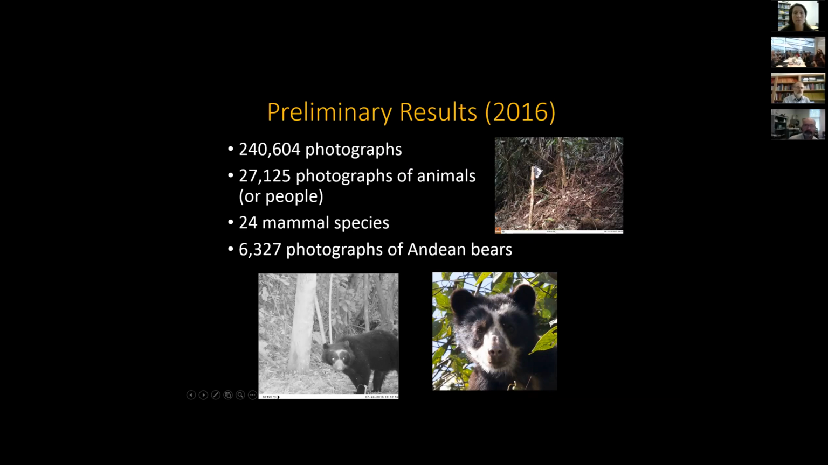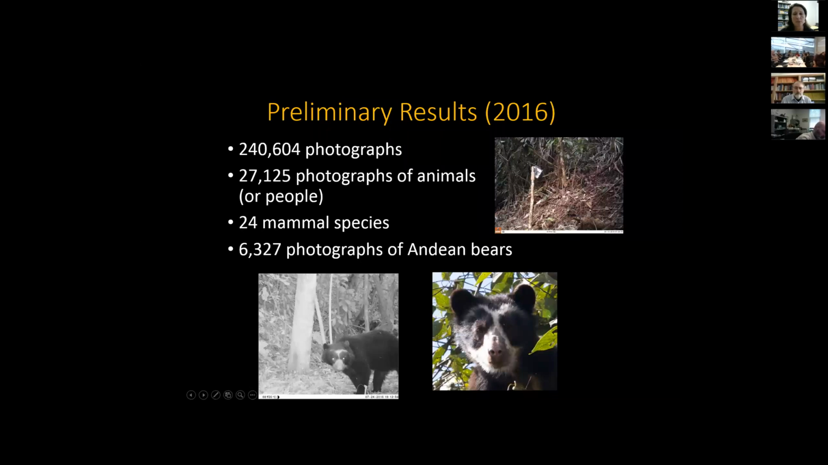So we have 27,000 photographs to go through that have either an animal or a person in it, 24 different mammal species that we have captured on these trail cameras, and over 6,000 photographs of Andean bears. Now the Andean bears, as you can see here, this is a photograph from one of our camera traps, and this is a photograph from an actual SLR camera of an Andean bear in a tree, so you can see it zoomed in a little bit better.